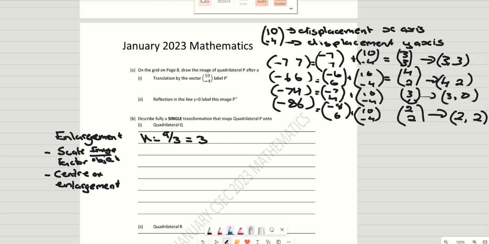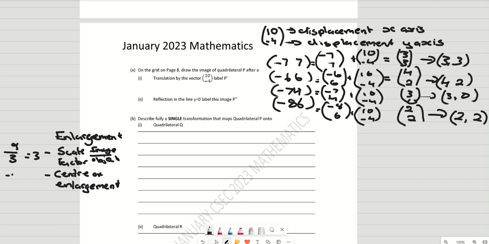I'll just erase this. Now you don't have to put exactly how I put it, right? You just need to make sure you mention these three things. Your scale factor was, again, 9 divided by 3, which is 3. And then this one, your center of enlargement, is where all of them intersect.